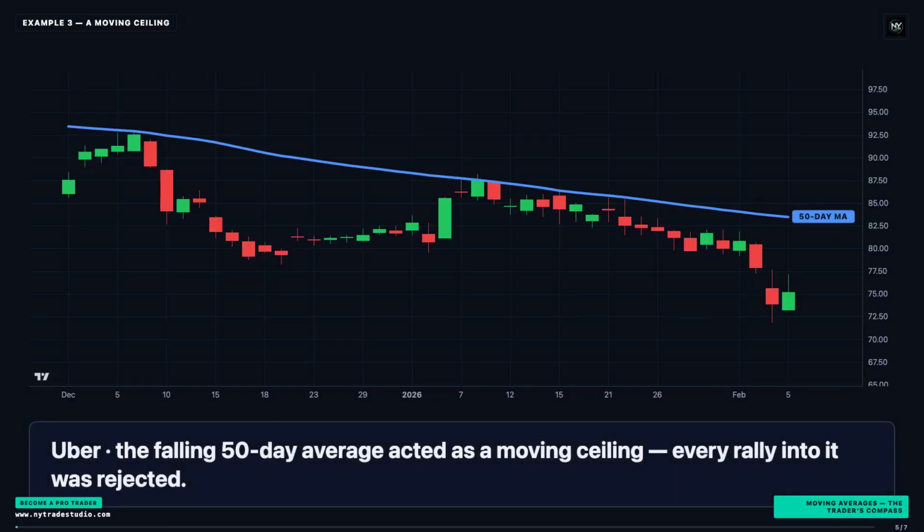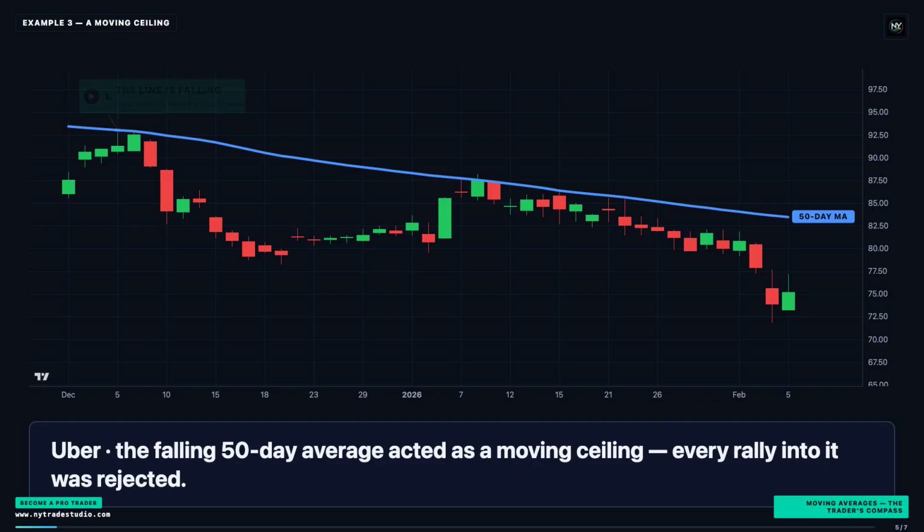Our third example is the exact mirror of the first, and it locks in the whole idea. In a downtrend, the very same moving average flips its job. It stops being a floor and becomes a ceiling. This is Uber through December and into February, and look at the line straight away. This time it is sloping down, falling from about 93 toward 83. That downward tilt is sellers in control. So now we should be looking for price to fail, not to fly. And that is exactly what it does.